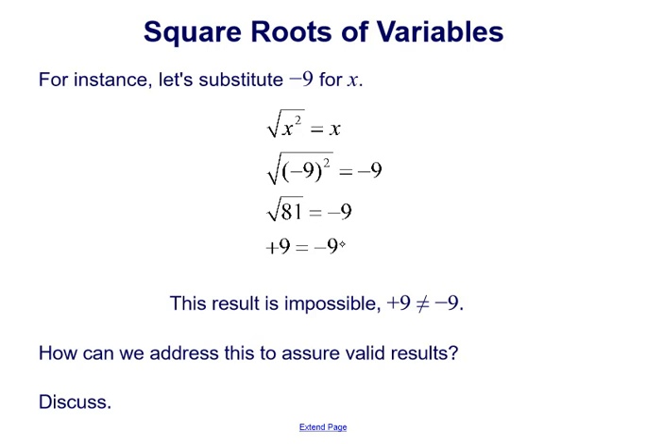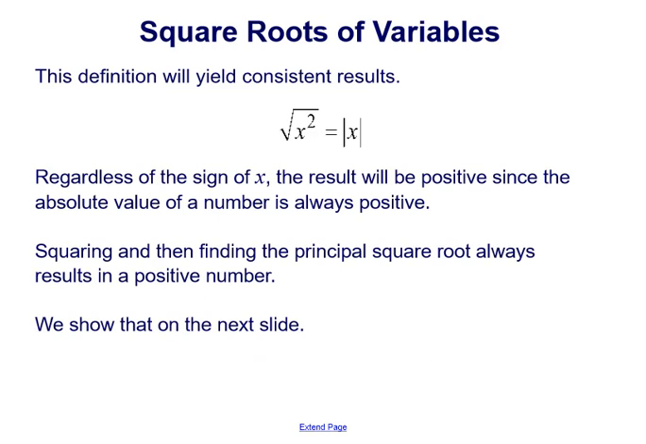So how can we address this to assure all valid results? For example, it works if x is a positive number or 0, but how can we take care of what if the value of x is a negative number? Well, we can use the absolute value.